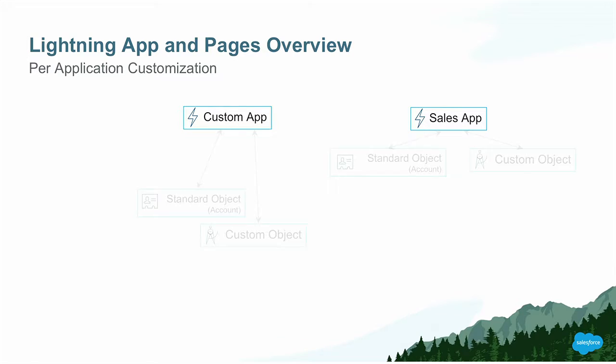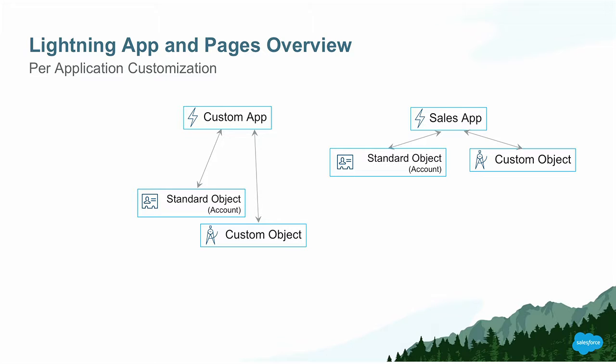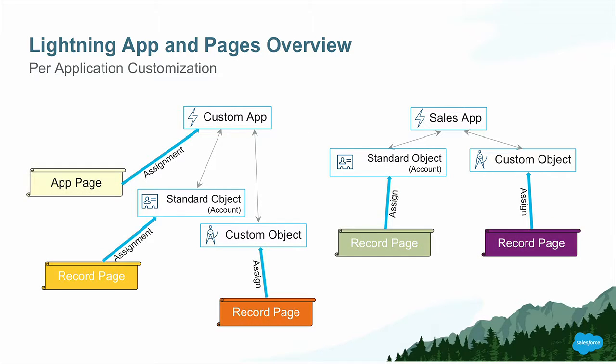So what does an app contain? At a high level, it has standard entities and custom entities. So you can have that for both a standard app and a custom app. And for your custom app, you can have it in any configuration or any order that you want.